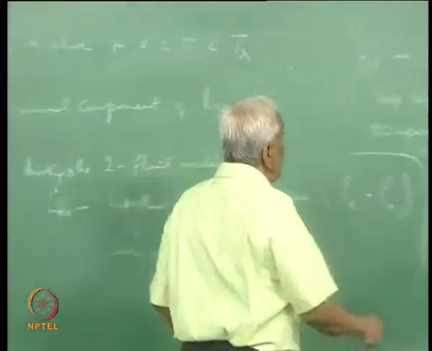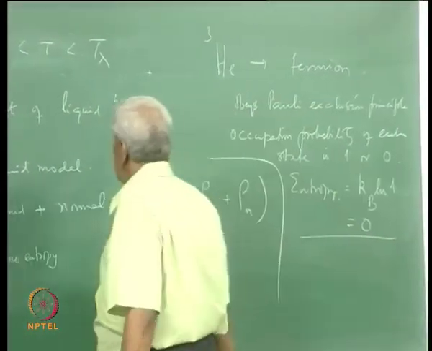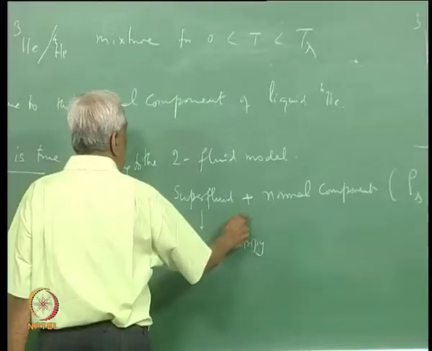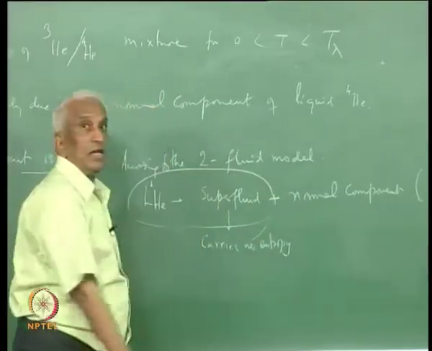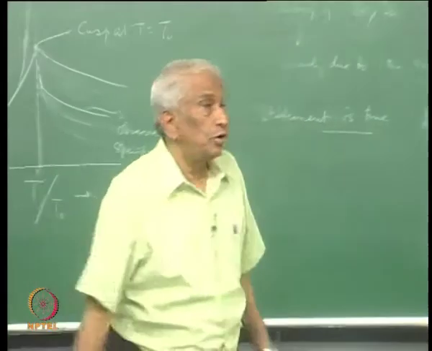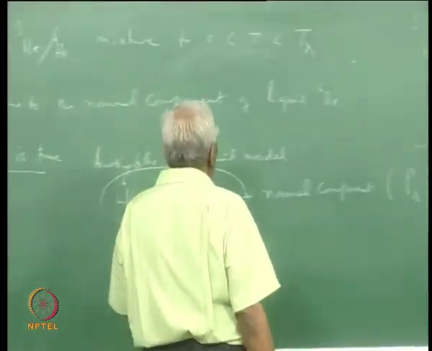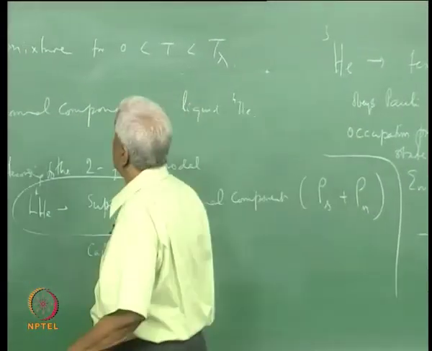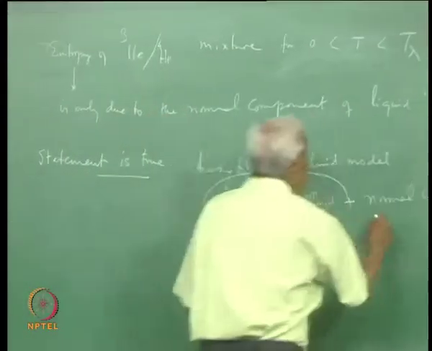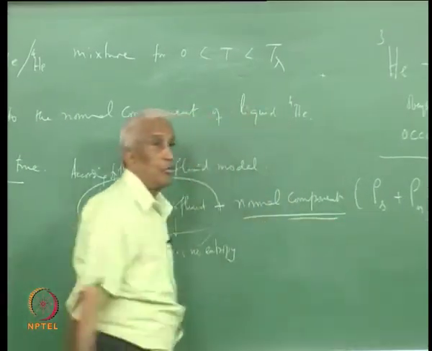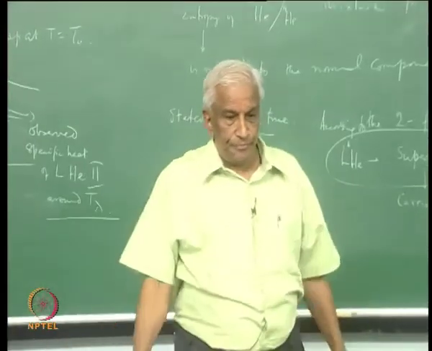Therefore, the entropy of the helium-3 component is 0, and the entropy of the superfluid fraction of the helium-4 is also 0. So, the entropy of this mixture is only due to the normal component of liquid helium-4. That is the answer.